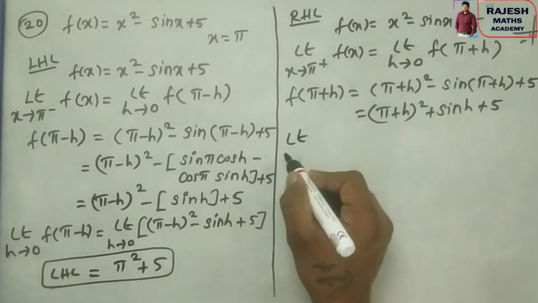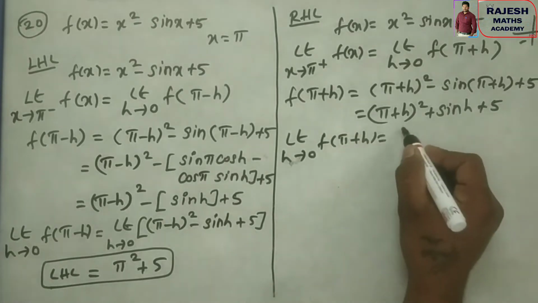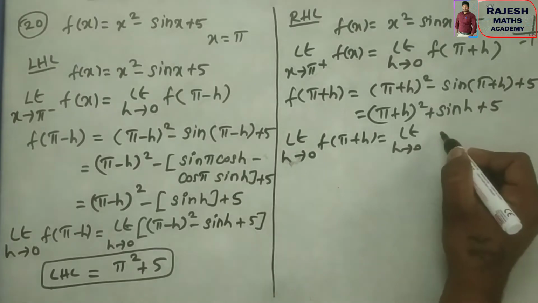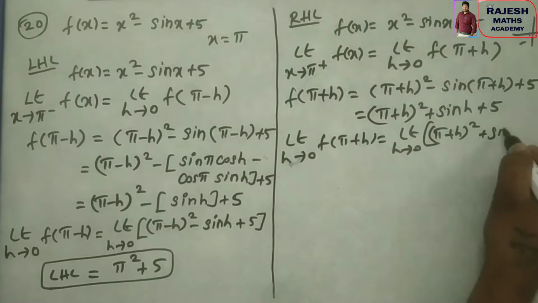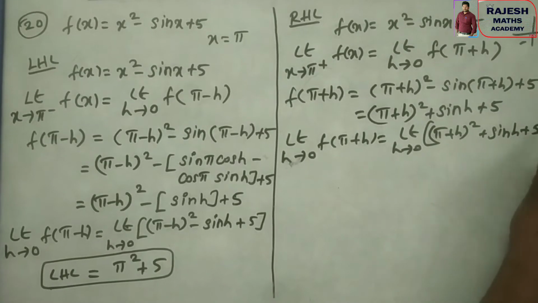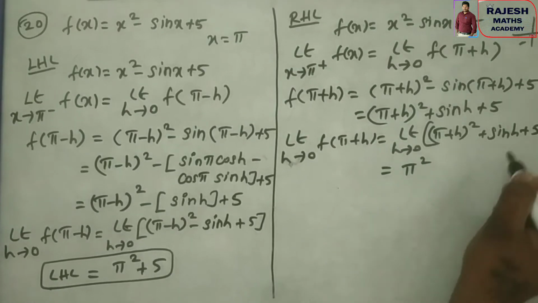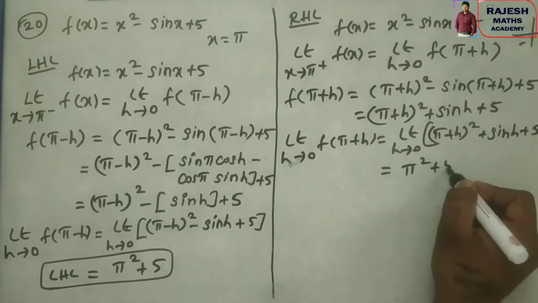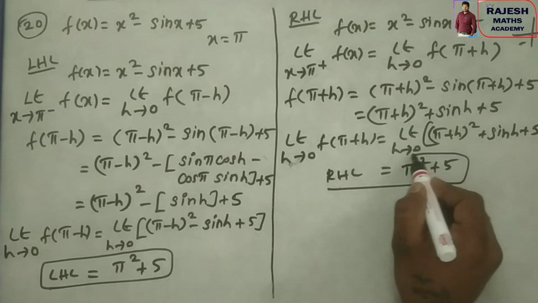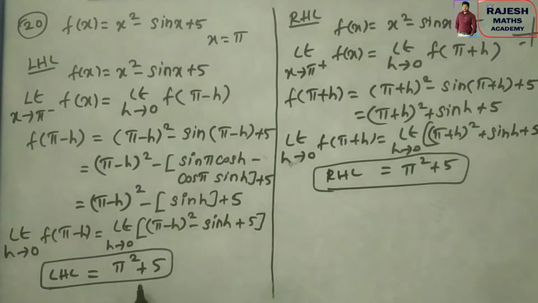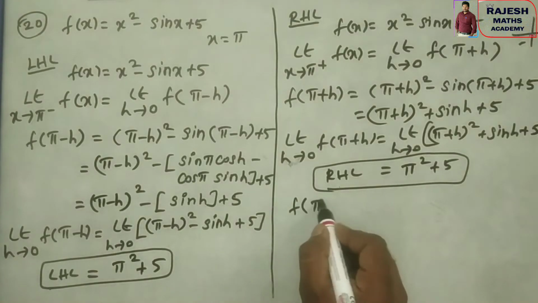Now apply the limit h tends to 0 of f of pi plus h, which equals limit h tends to 0 of pi plus h whole square plus sin h plus 5. Now applying h equal to 0, we will get pi square, sin 0 is 0, plus 5 will come. So my RHL is equal to pi square plus 5, the same as the LHL. Similarly, what is the value of the function at x equal to pi?